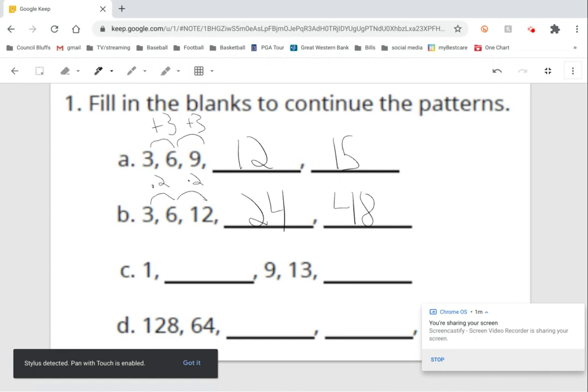Part C, if we look at these two here, it looks like we're going up by 4s, because 9 plus 4 is 13. So 1 plus 4 is 5. 5 plus 4 is 9. 9 plus 4 is 13. 13 plus 4 is 17. Okay.